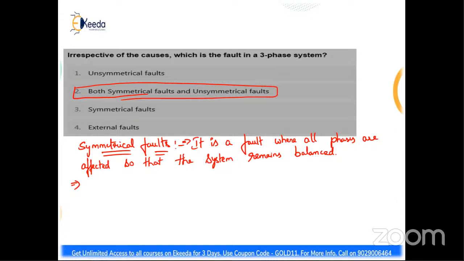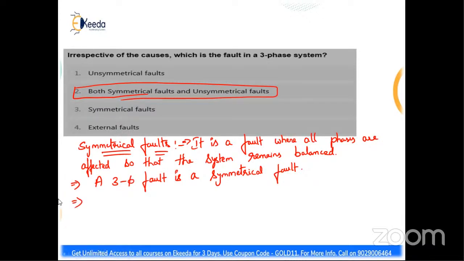It is a symmetrical fault, meaning the system remains balanced, meaning the phases will be at 120 degrees, 120 degrees, 120 degrees. Even if the fault occurs, the system remains in the balanced condition itself. A three-phase fault is a symmetrical fault. Which fault is called a symmetrical fault? A three-phase fault.